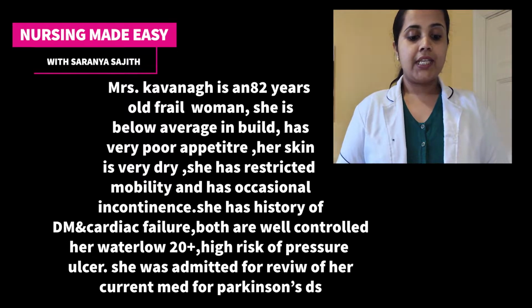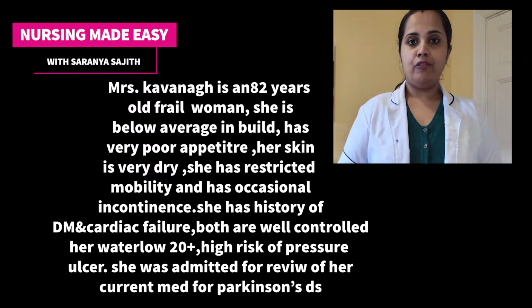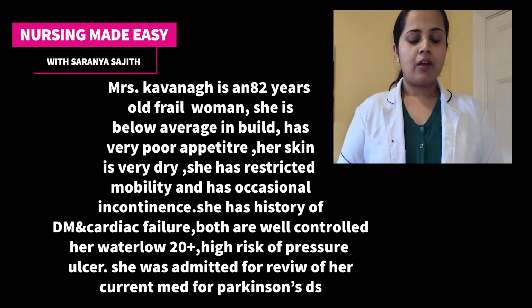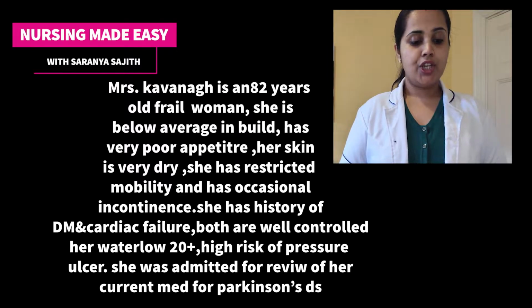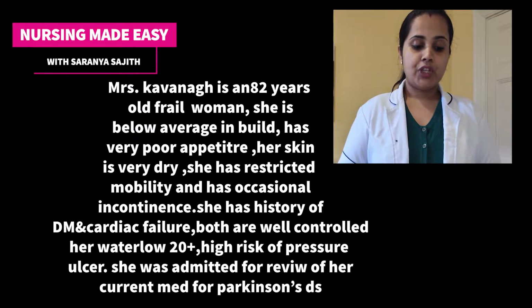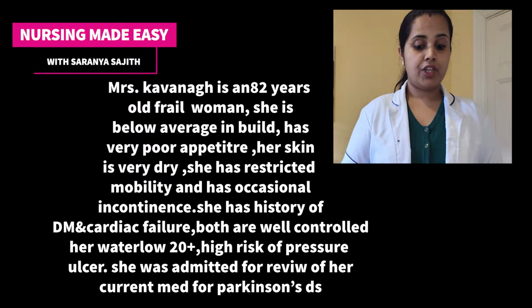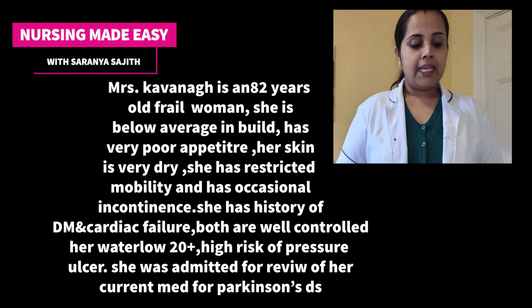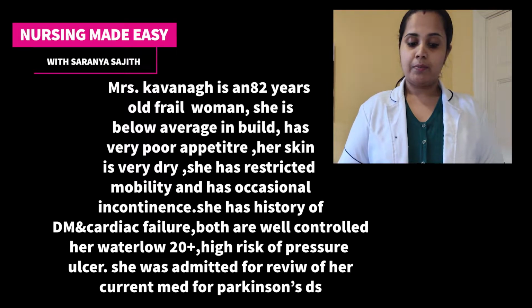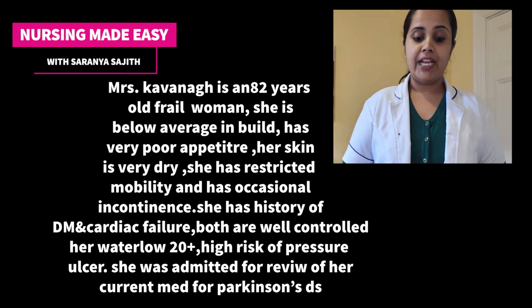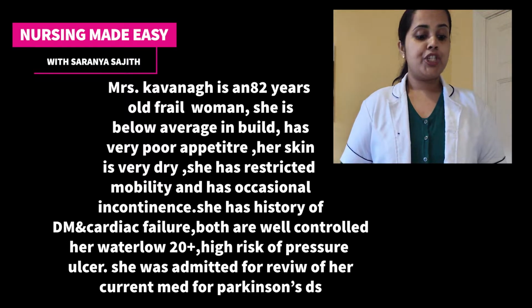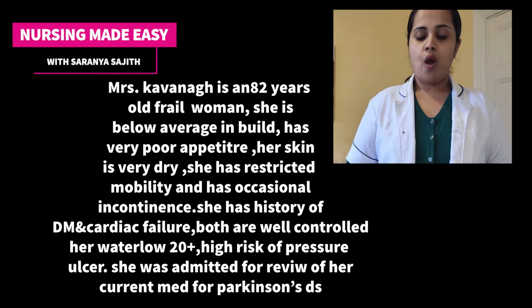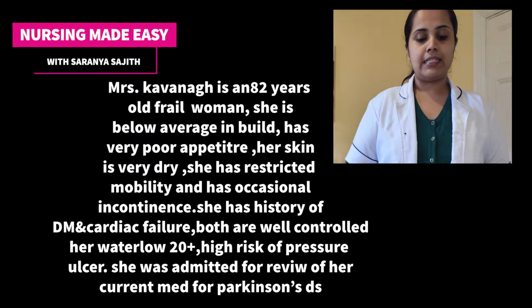Mrs. Kavanagh is an 82-year-old frail woman. She is below average in build, has very poor appetite. Her skin is very dry. She has restricted mobility and has occasional incontinence. She has a history of diabetes mellitus and cardiac failure. Both conditions are well controlled. Her Waterlow score is 20 plus and she is considered a very high risk of pressure ulcer. She was admitted for a review of her current medication for Parkinson's disease.